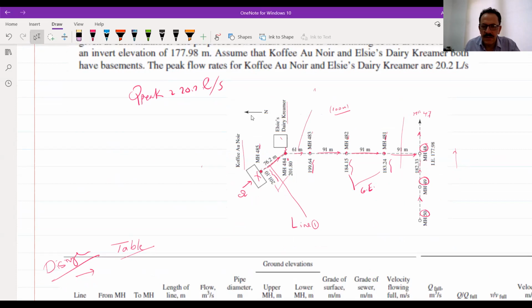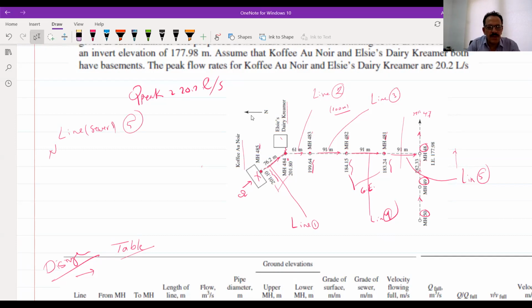There's line number two, and there is line number three. There's line number four. And finally, we have line number five. How many lines, I mean by the lines means sewers, how many sewers do I have to design? 5 sewers. Now the number of manholes is equal to how much? 1, 2, 3, 4, 5, 6. So we have 6 manholes.